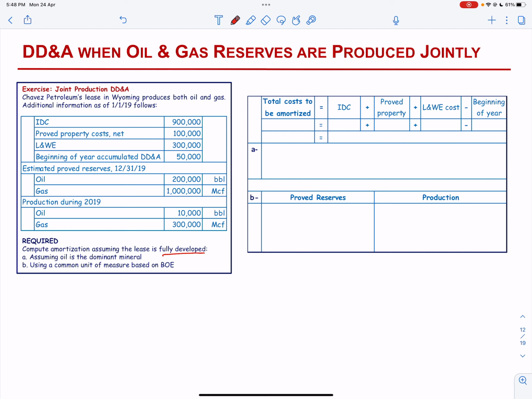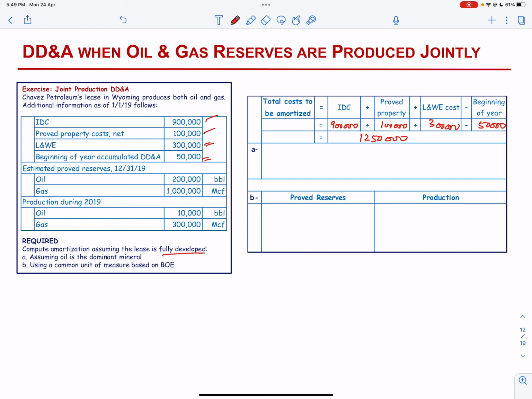So first of all, when it is fully developed, we are going to take into account all the costs. So we have the intangible drilling cost of 900,000. We have the proved property of 100,000, and we have the lease and well equipment of 300,000, and the beginning will be subtracted, that is 50,000. So that is equal to 1,250,000.